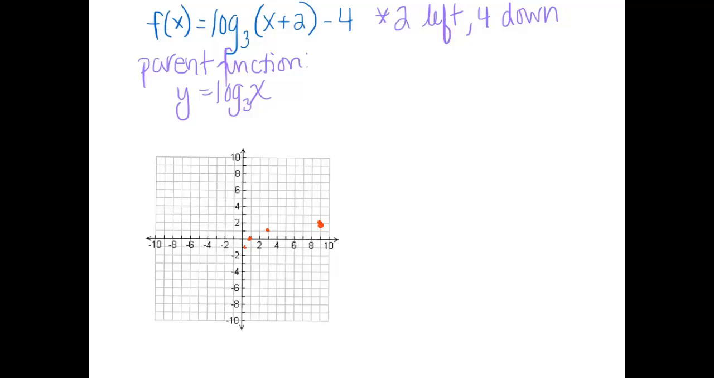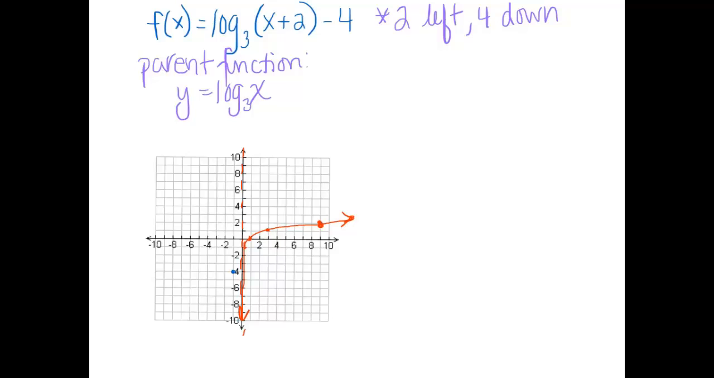So it has the same shape as our other log graph, but because of the log base 3 instead of the log base 2, you'll notice it's a little bit flattened out. We had the point (3, 1) instead of the point (2, 1). We still have that vertical asymptote at x equals 0. But now I'd like to take all of those points and shift them 2 units left and 4 units down.